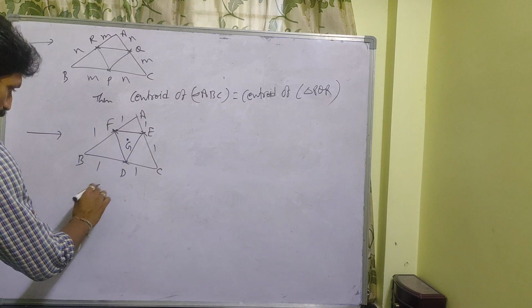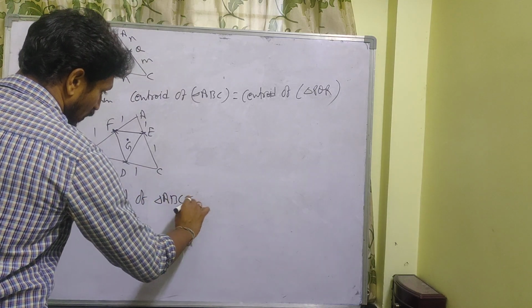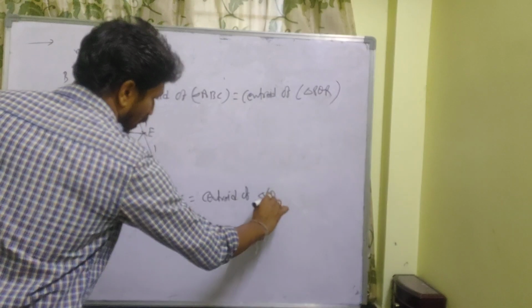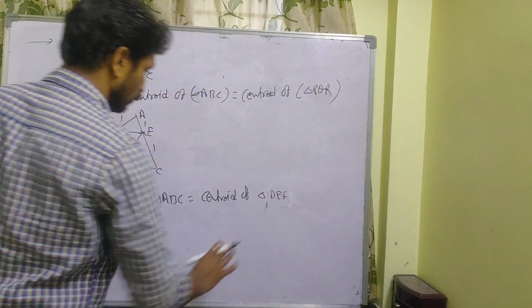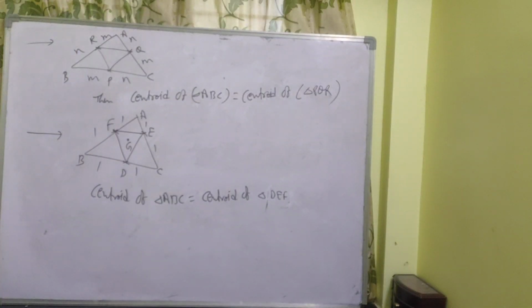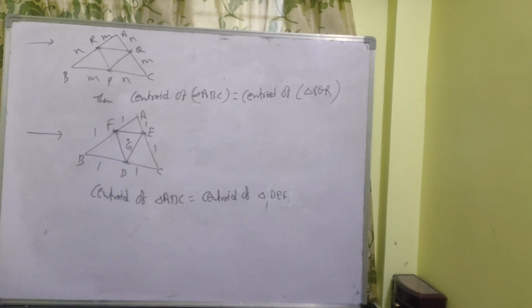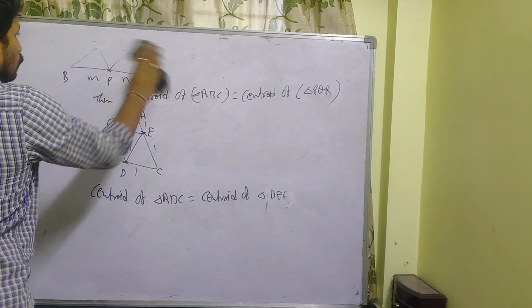So what can you conclude? Centroid of triangle ABC is equal to centroid of triangle DEF. Here D, E, F are the midpoints of triangle ABC. Next concept.